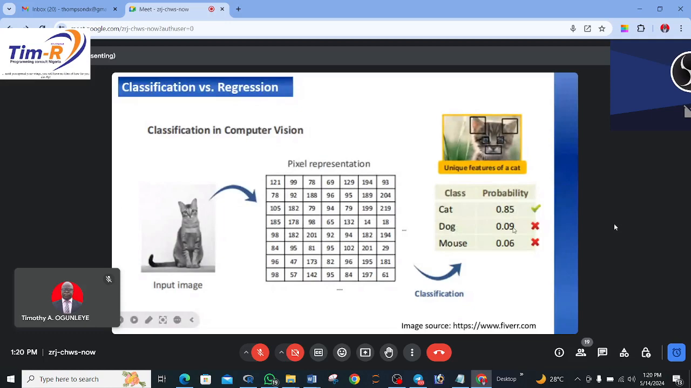You can see the probability for dog and mouse is actually lower, which shows that this input image is not a dog, and it is not a mouse, but it is a cat. Unique features of a cat can be found there, which are the position of the ear, the eyes, and the nose and mouth. So that's one thing to note. That's classification in computer vision.